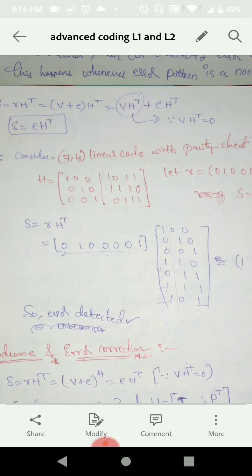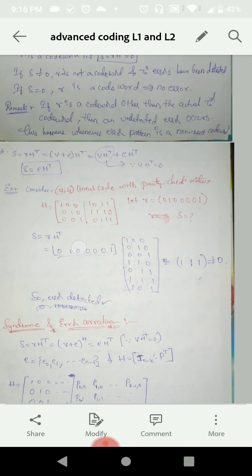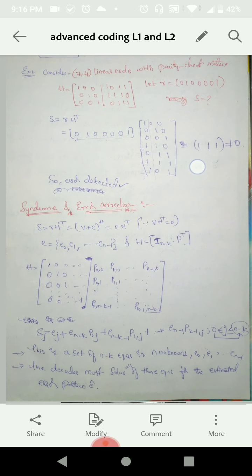So consider a (7, 4) linear code with parity check matrix H, where H is nothing but this pattern of identity and parity, and r is given, and the syndrome we need to find. The syndrome is nothing but r into H transpose. We can make use of it. This and this is there, so we got this, which is not equal to 0. So the error is detected. Error detection is done.